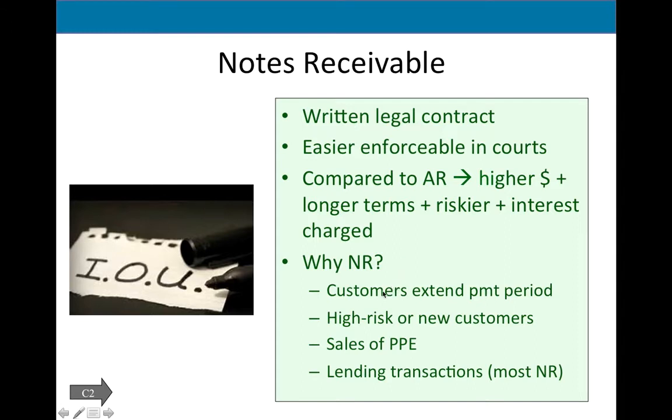You know, the customer had 30 days of accounts receivable. At the end of 30 days, they cannot pay. So I tell them, okay, I'll give you 6 more months, but I will change AR into NR, and I will start charging you interest. This is very typical. It's an extension of credit, but we replace AR with an NR. So you debit note receivable, you credit accounts receivable.